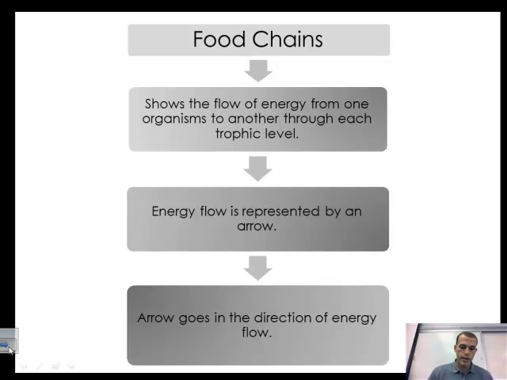All right, so the idea of food chains. I had mentioned it earlier in the screencast, but a food chain shows the flow of energy from one organism to another through these different trophic levels, going from your producers to consumers, primary consumers, secondary consumers, and so on. The energy flow is always represented by the arrow. Whatever direction the energy is flowing, we're always putting the arrow in that direction. So if it's going up, going down, going sideways, make sure the arrow is pointing to the organism that is consuming, not the one that's being consumed.